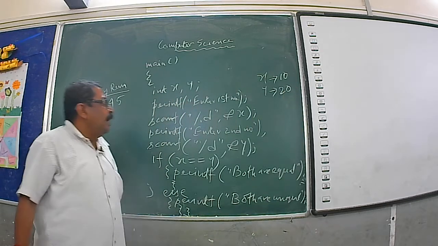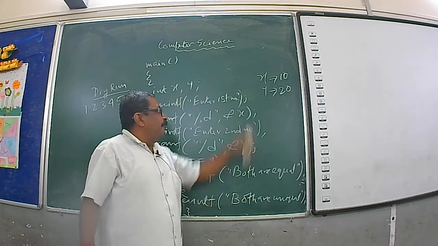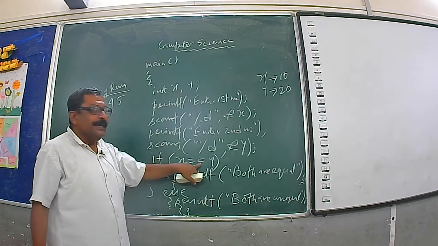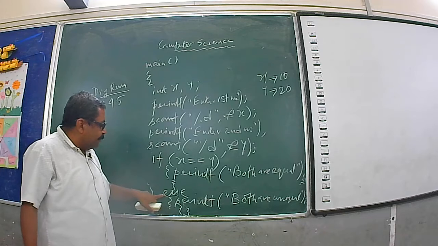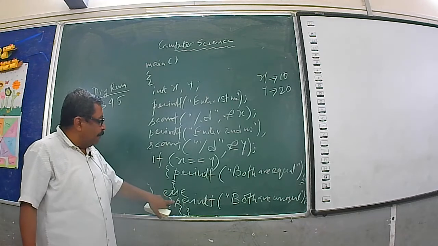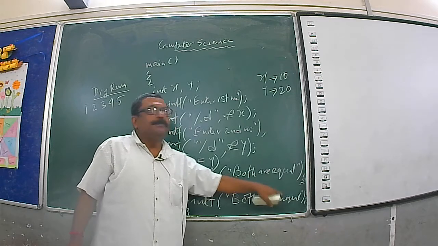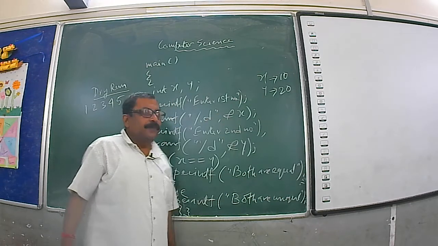Change the input. Value of x is 10. Value of y is 20. 10 is equal to 20. False. That means the else part. What message? Printf, both are unequal. That means these two numbers are not equal.